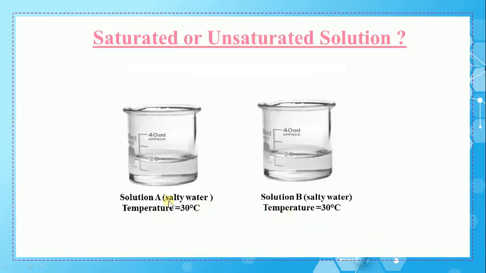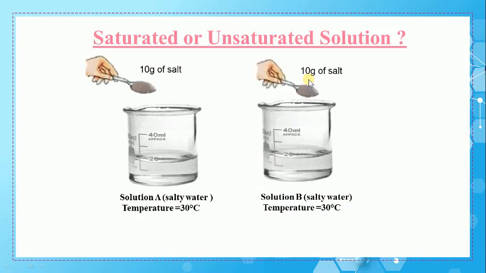Consider these two solutions, solution A and solution B. Let's indicate which solution is the saturated solution and which solution is the unsaturated solution. Solution A is a salty water solution, which means that it is a solution of salt and water. In this solution, we are going to add 10 grams of salt at a temperature of 30 degrees Celsius. In solution B, which is also a salty water solution, we are also going to add 10 grams of salt at a temperature of 30 degrees Celsius.